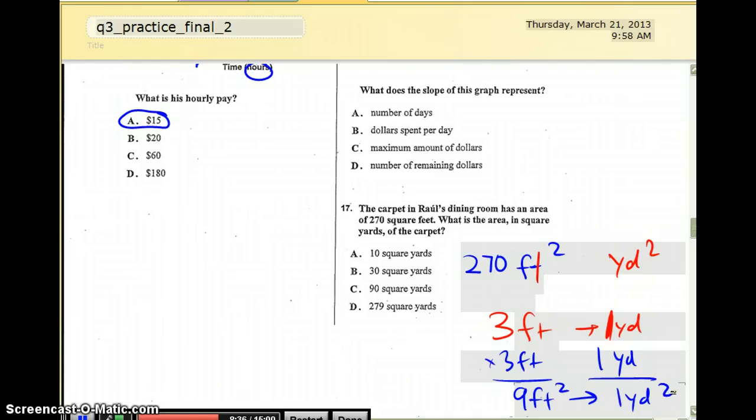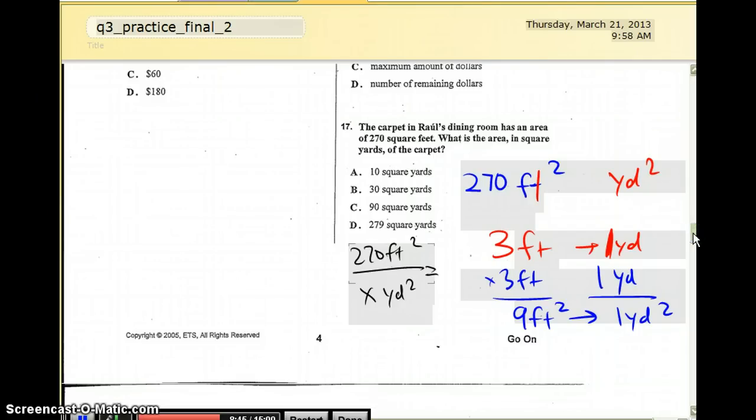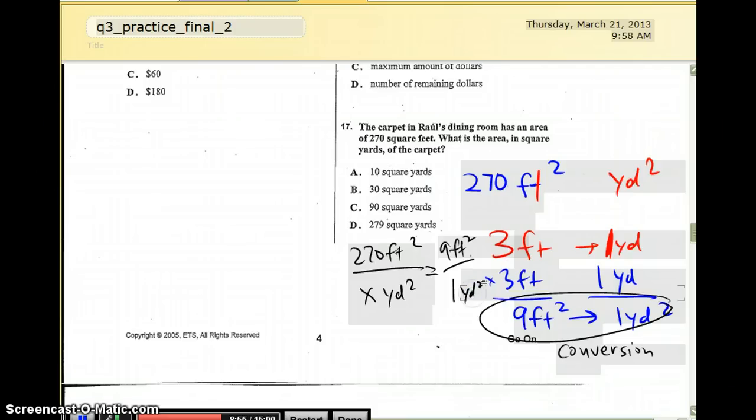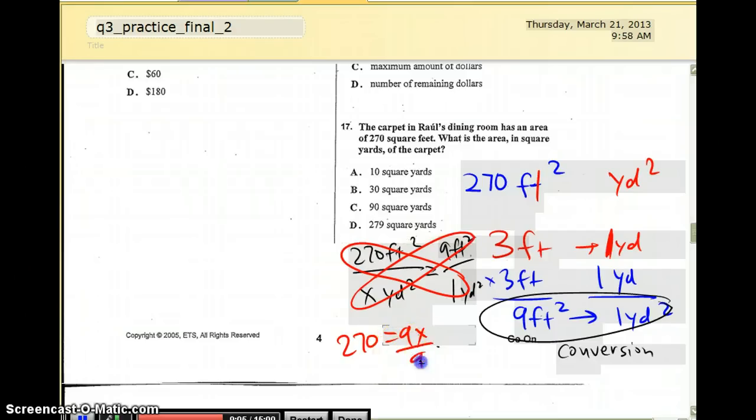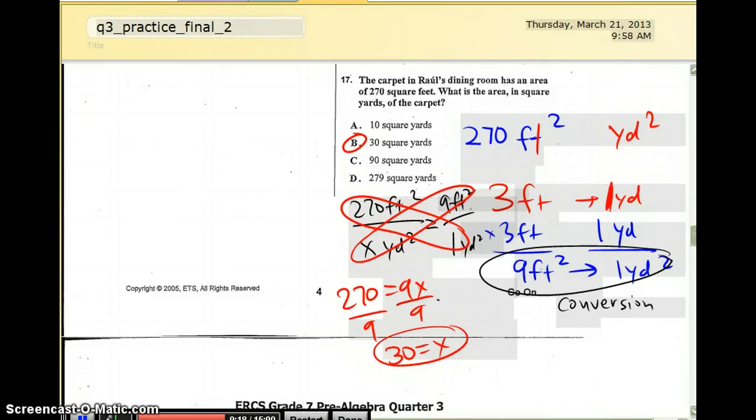So if I have 270 feet squared and I want to find how many yards squared, I'm going to make a proportion just to help us understand that. I know that this is my conversion rate: 9 feet squared is the conversion rate of 1 yard squared. So then I can directly do cross multiplication. So 270 is equal to 9x. Then I'm going to divide both sides by 9, and that's going to give me 30. And so 30 is my answer, B. I know that's kind of a difficult question. We didn't talk about that much in class, but helping you set it up in a proportion, I think, is helpful.